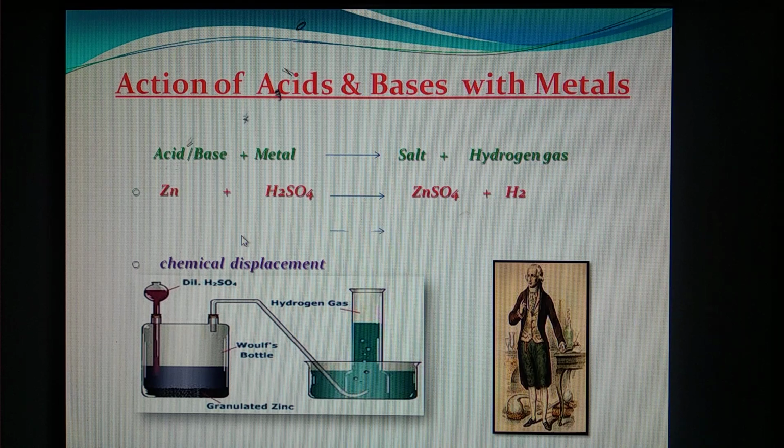Now see, the same zinc metal is made to react with the base, that is sodium hydroxide. Metal plus base: zinc plus sodium hydroxide. Here also some products are formed, that is Na2ZnO2, sodium zincate, and the same gas is liberated here. So the gas liberated is common when metals react with acids and bases. These are the balanced equations.